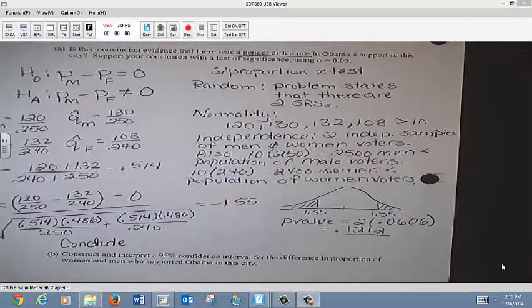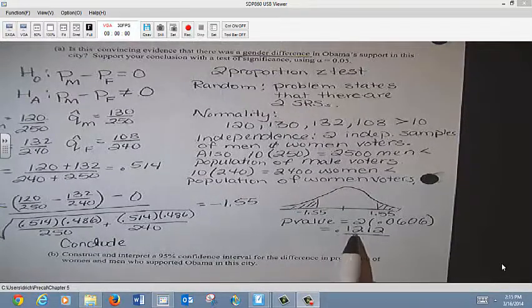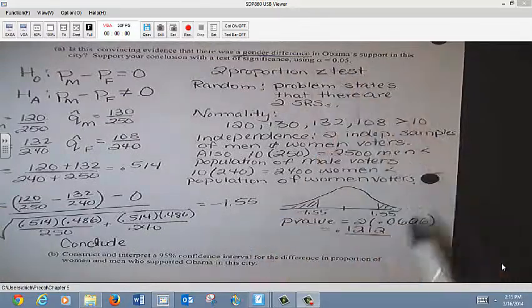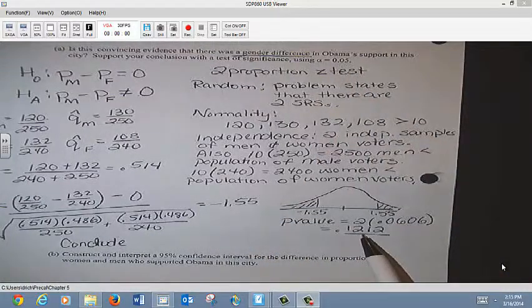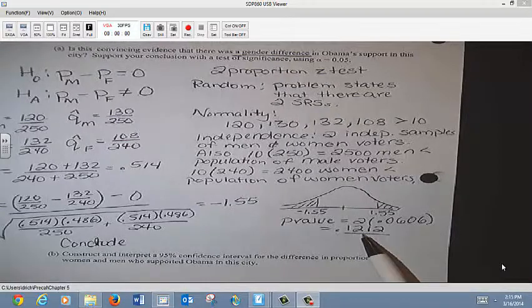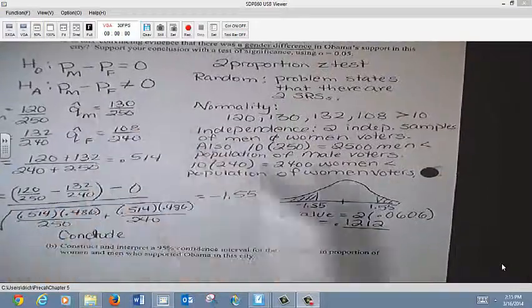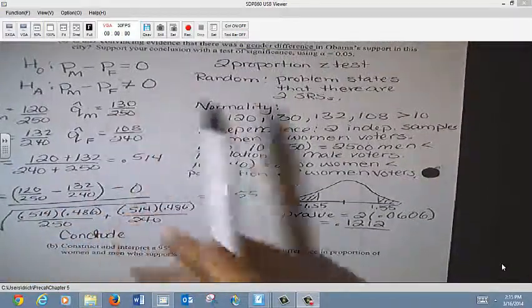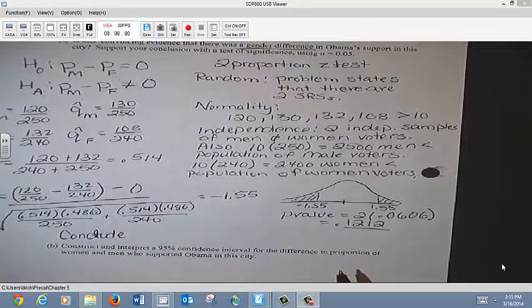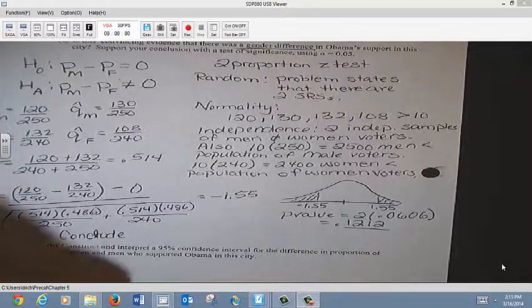So make sure your conclusion includes the p-value, compares it to alpha, or says whether it's small or not, significant or not, whether you reject or fail to reject the null, and make sure you talk about the difference in proportions, which is your parameter. Always mention the parameter and the alternative in your final sentence, which in our case was we do not have sufficient evidence to conclude that there is a difference in the proportions of males and females who support Obama.